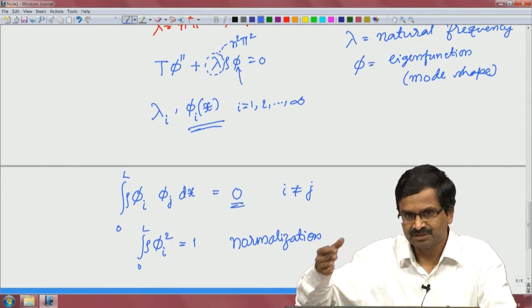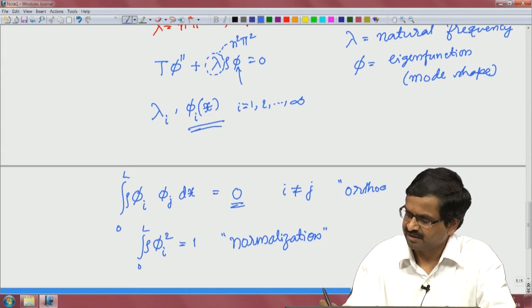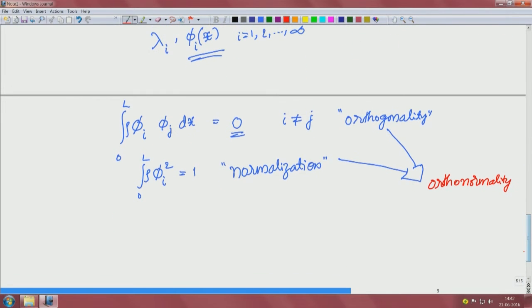What decides is the shape itself. This is normalization, this is orthogonality. When put together it becomes orthonormal. So, these two things are satisfied for these 5 functions, we call something orthonormality.